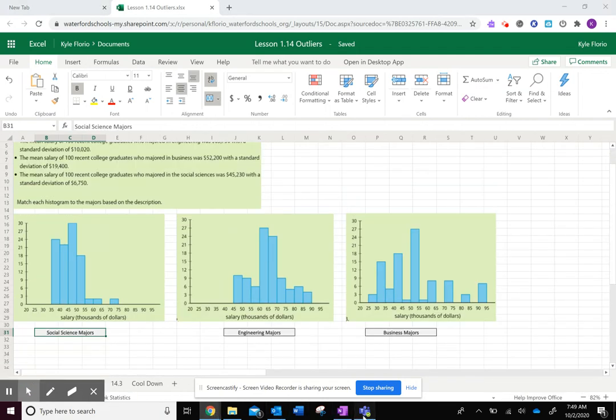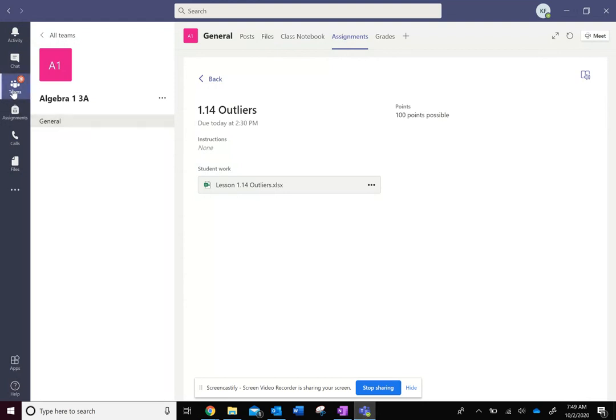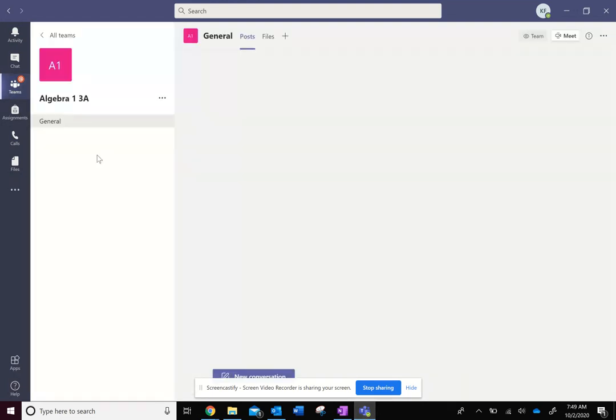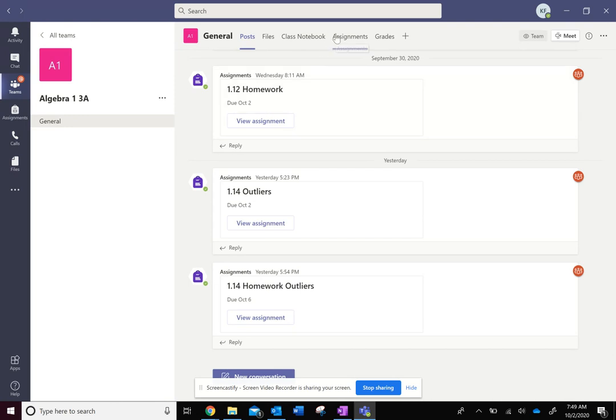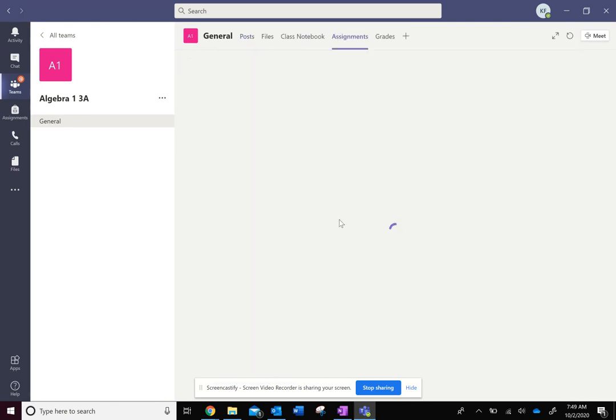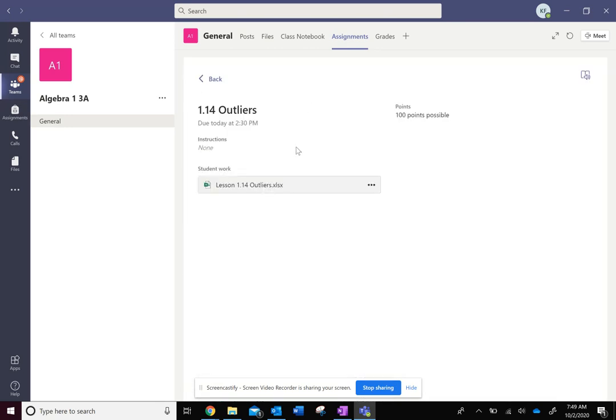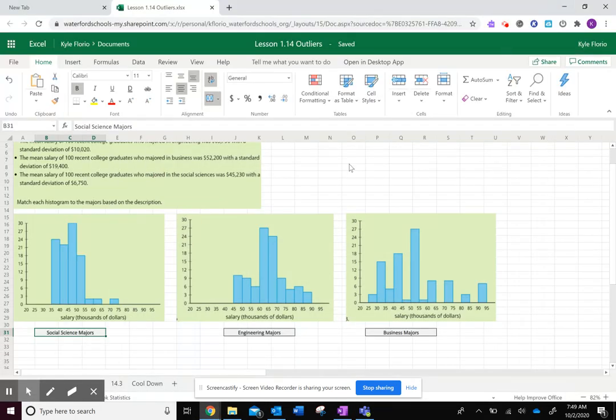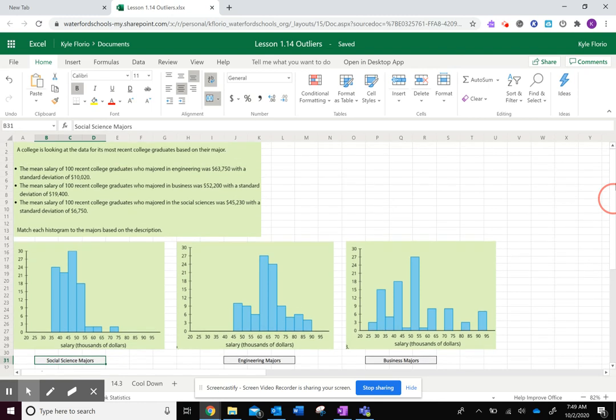To find today's assignment, once you log into Teams, you're going to find your class, which is Algebra 1. And under assignments, you're going to see 1.14 Outliers. When you find it, just click on the Outliers Excel sheet, and it'll bring you to this page. You want to be on the first page. There's 14.1, 14.2, 14.3, cool down, and a little warm up. We're going to start off with the warm up.